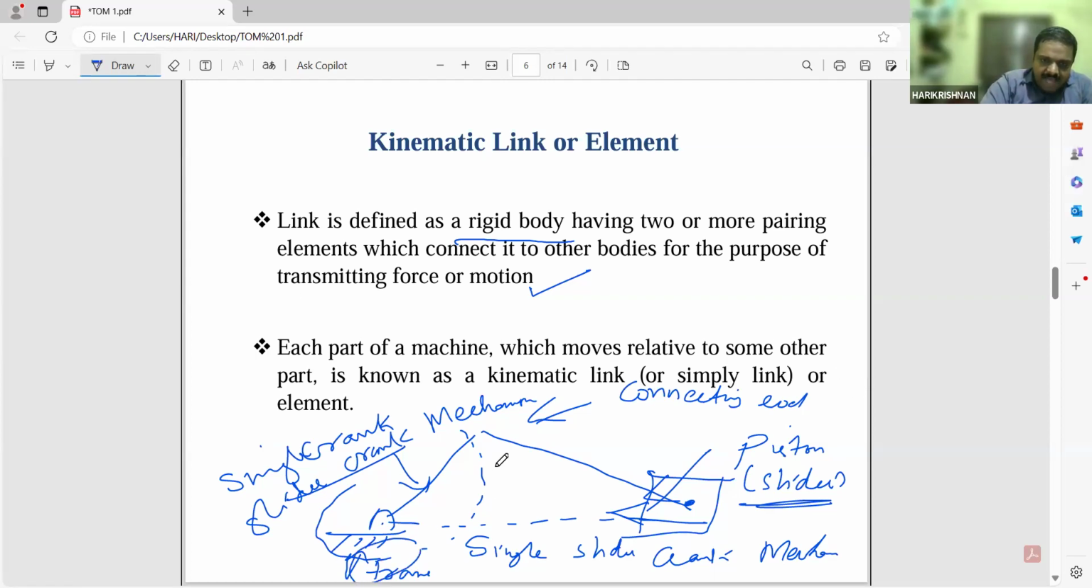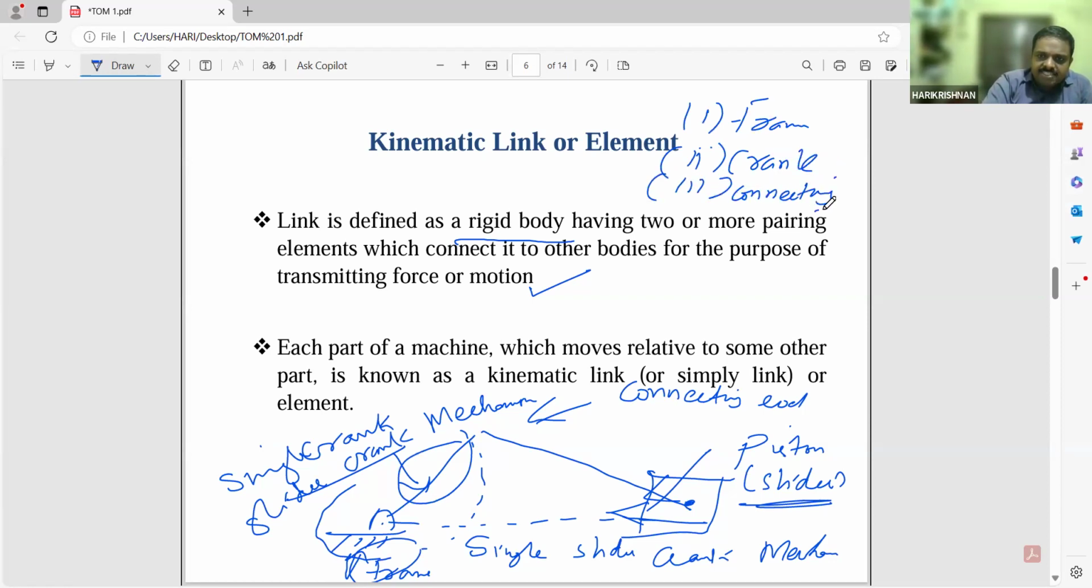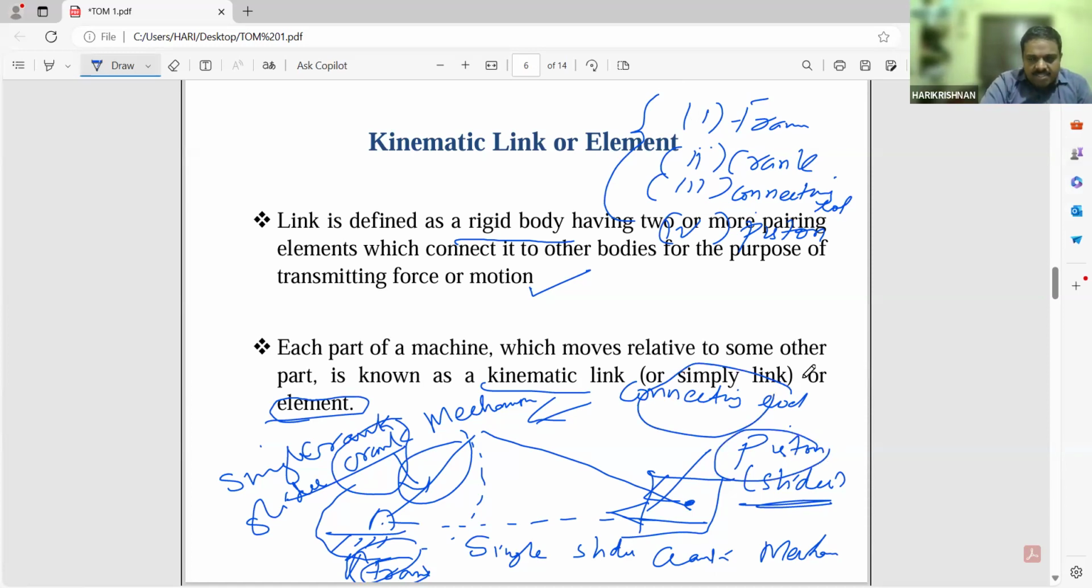So here frame and crank, they are links. Crank, connecting rod as a link. So it's a four link mechanism. So what are the links over here? I will be writing here. First one is frame. Second one is crank. Third link is connecting rod. And fourth one is piston. Is it clear for you? So these are what we call as link. When you define a link, each part of a machine which move relative to some other part is known as kinematic link or element. So here frame is a link, crank is a link, connecting rod is a link, piston is a link. So I think the concept is clear.